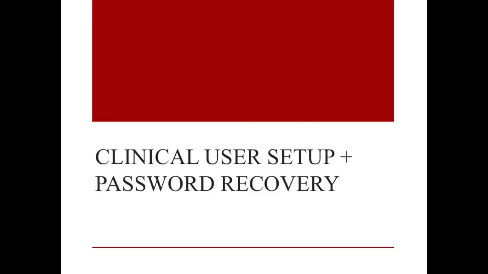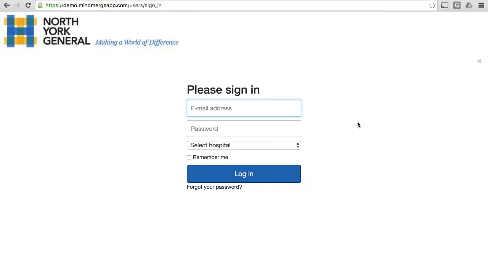For the first section, we're going to show you how to set up your user and recover your password if you've forgotten it. When you get to the first page, you'll see a login like this, where you can type in your email address, a password, and select a hospital. If you don't know how to access your account, or if you've been notified that your account has been set up and want to set a password, simply click on the Forgot Your Password link.